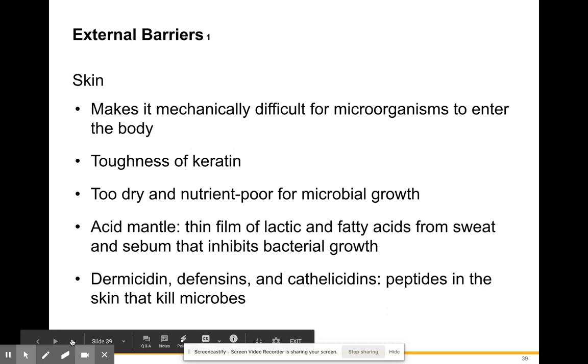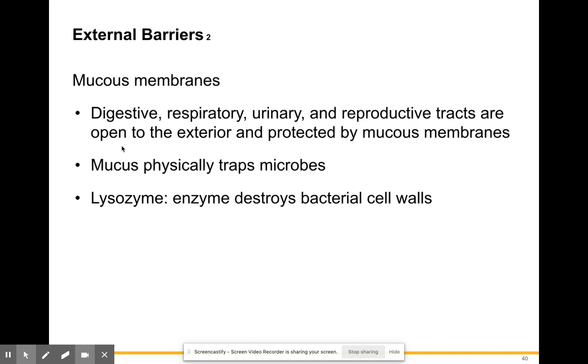Your mucous membranes. So that was your skin. Now let's talk about your mucous membranes. These are membranes that line your digestive tract, and your respiratory, urinary, and reproductive tracts. If you take a look at all those things we just named, these are all organ systems that are open to the exterior of your body. These are areas that the air you breathe in gets into. Bodily fluids can be exchanged through these areas.